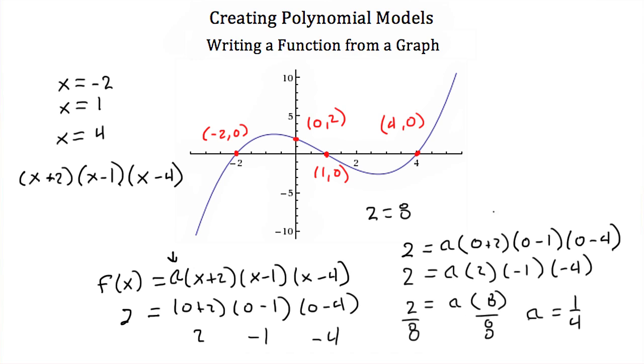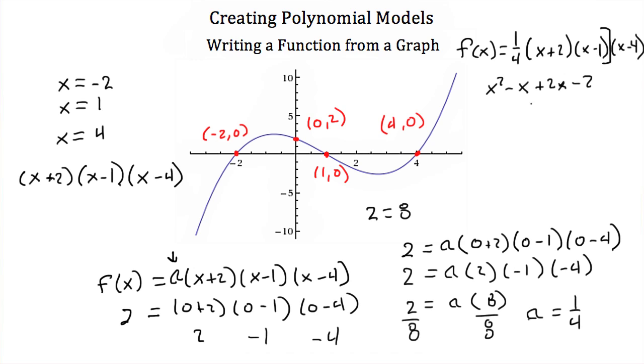So if we go back and plug that in for a, we'll get our function is equal to 1/4 times x plus 2 times x minus 1 times x minus 4. X times x is an x squared. X times a minus 1 is a minus x. 2 times x is a positive 2x. And then 2 times a minus 1 is a negative 2. If I add my like terms, I'll get an x squared plus x minus 2.